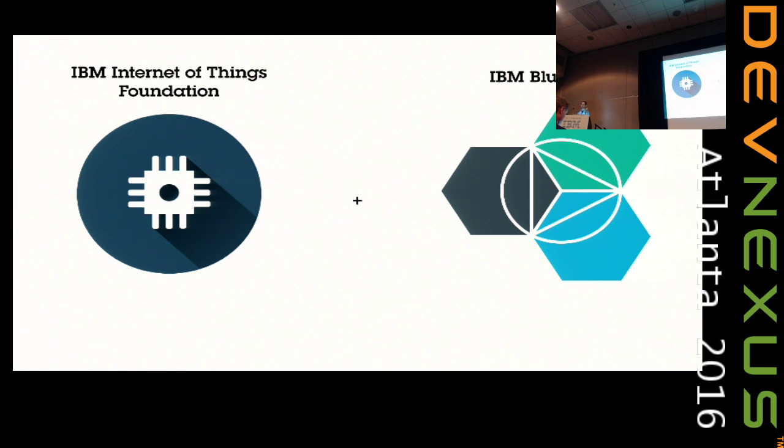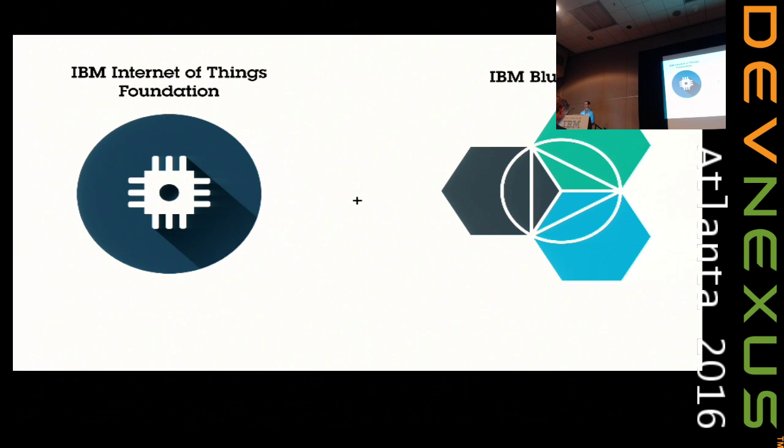IBM has integrated the IoT foundation in with its cloud platform called IBM Bluemix. So the cloud platform is where you actually run your applications in the cloud, right? And why do you want to run your applications in the cloud? Well, because probably you're going to want to persist that data somewhere, right? The data that's coming from your devices. You're also probably going to want to maybe do some analytics on that data, analyze that data in certain ways. You're probably going to want to visualize the data in certain ways, right?